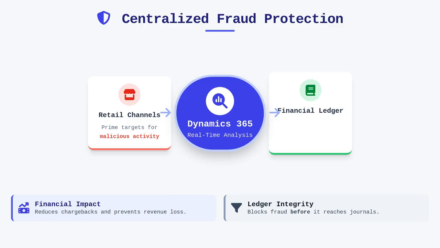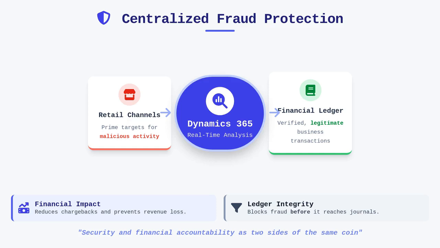This means that when you review your retail reports, you are looking at verified, legitimate business transactions that have already passed through a rigorous screening layer. This integration illustrates how Dynamics 365 treats security and financial accountability as two sides of the same coin, ensuring that business operations remain both profitable and resilient against external threats.